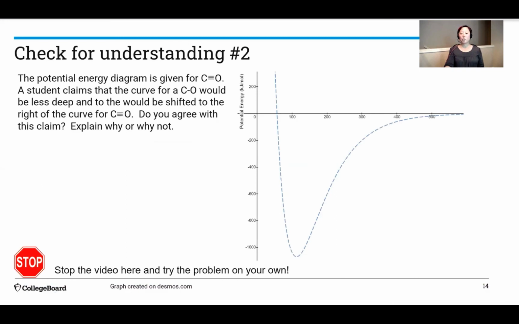Next, you're given a potential energy curve for a carbon-oxygen triple bond, and a student claims that the carbon-oxygen single bond will be less deep and shifted to the right compared to the triple bond. This question asks again to do 2 things. The first is to state whether you agree or disagree, and to explain why or why not. So please stop the video, answer the question, and then press play when you're ready to continue.